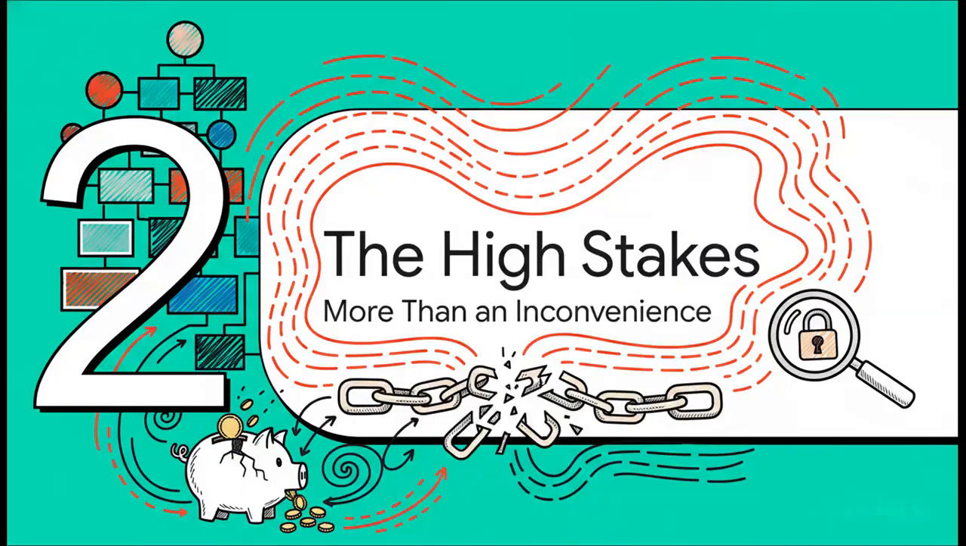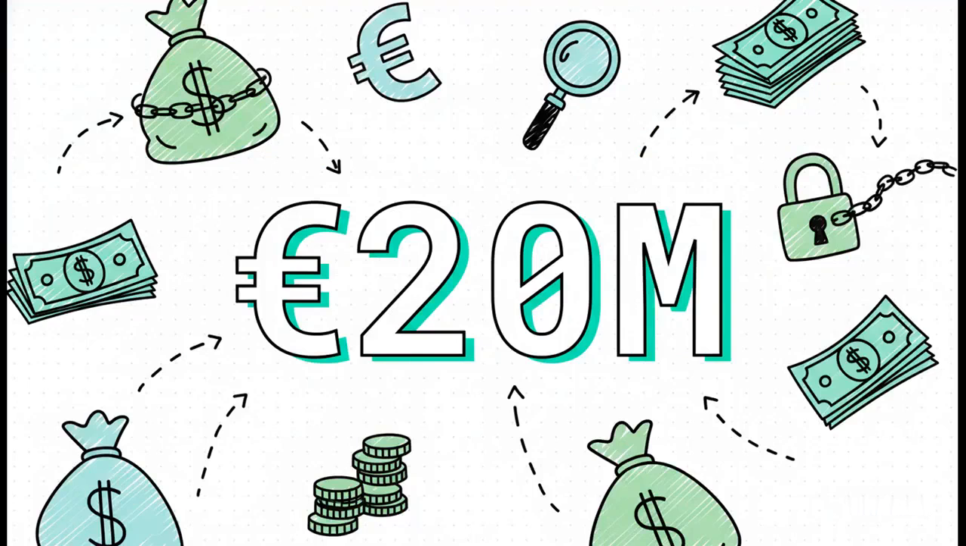Well, the consequences are way more than just a simple inconvenience. We're talking about a massive domino effect that can seriously threaten your entire business. Let's start with the big one, the money. In Europe, under GDPR, that's the General Data Protection Regulation, a serious violation around consent can cost you up to 20 million euros, or even worse, 4% of your company's global annual turnover. Just let that sink in for a second. That is not a slap on the wrist, that's a knockout punch.